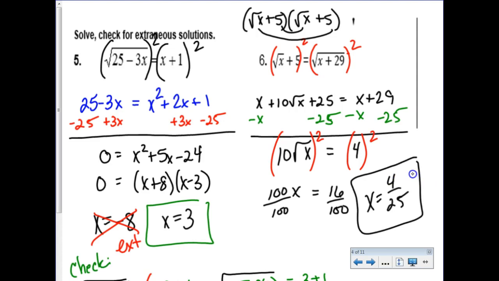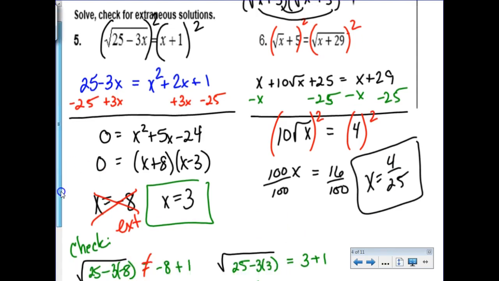So, oops, I shouldn't have boxed it in yet, because what did I forget to do? I forgot to check it. So you should go back and check, I suppose. So does the square root of 4 over 25 plus 5 equal the square root of 4 over 25 plus 29, all under the radical?